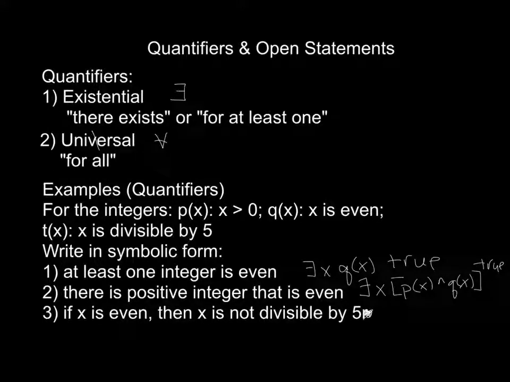So this says, basically, if x is even, so it's making a general statement. So for all x, if x is even, then it is not divisible by 5. So not t of x. And this is a false statement because 10 is both even and divisible by 5.